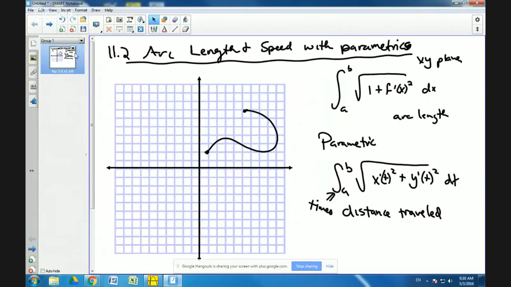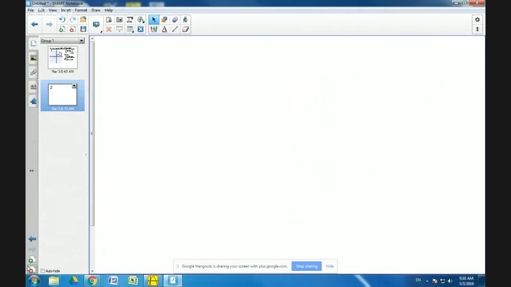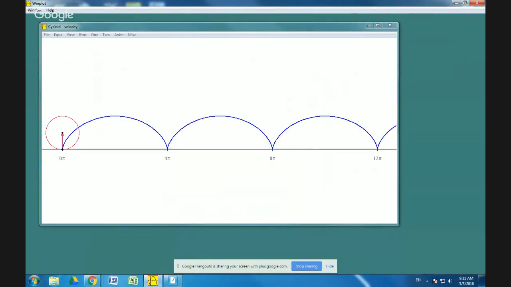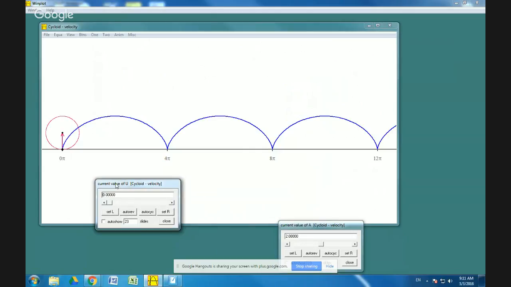Let's just do an example here. Next slide. All right. I like this program a lot better now that I've started using it again. Okay, let's look at the cycloid again. We're going to check out a cycloid of radius 2. Remember that the cycloid of radius 2 is the trace carved out by a circle of radius 2.